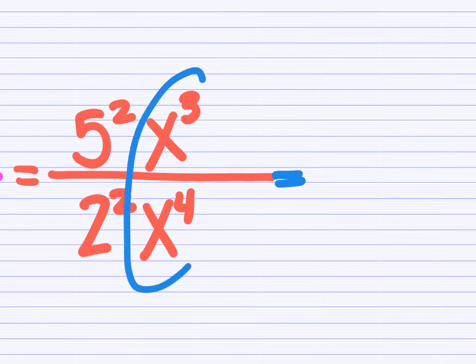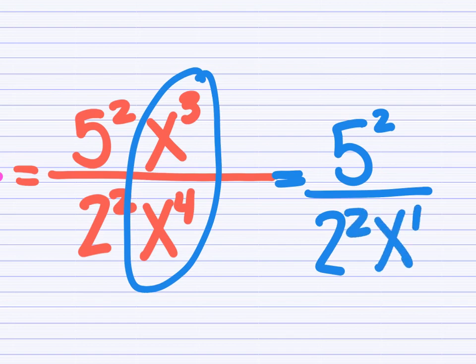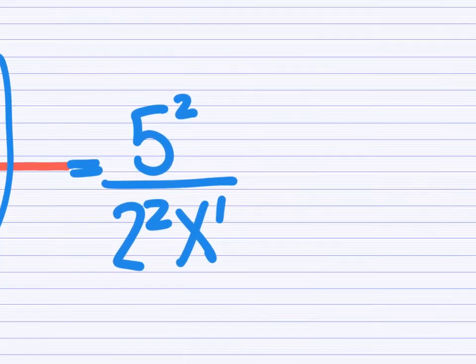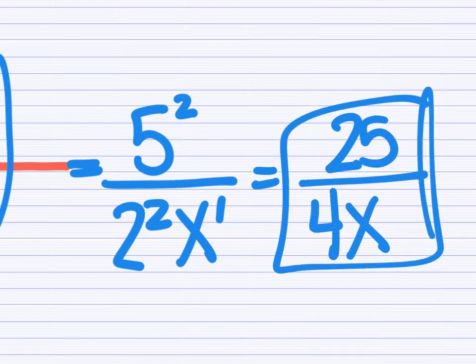X to the 3rd divided by x to the 4th will give me x to the negative 1, which will then shoot the x to the bottom, so I'll get 5 squared over 2 squared x to the 1st. And just to make it look pretty, final answer.